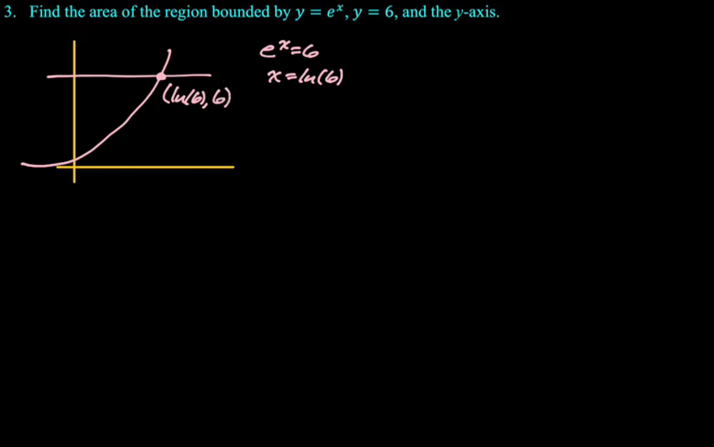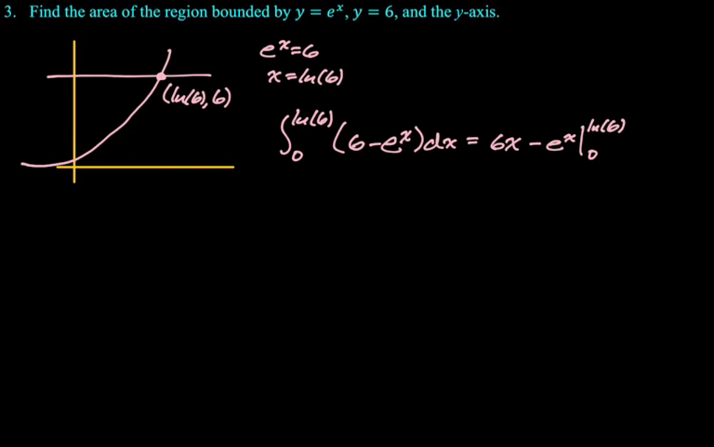And you can do this with respect to x, and if you can do a problem with respect to x, it's almost always mentally easier, even if it's harder to do. So I'm going to do that. Integral from 0 to the natural log of 6 of the top curve, which is 6, minus the bottom, e to the x. So top take away bottom. We integrate, we get 6x minus e to the x from 0 to the natural log of 6.